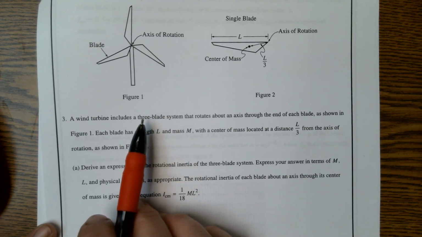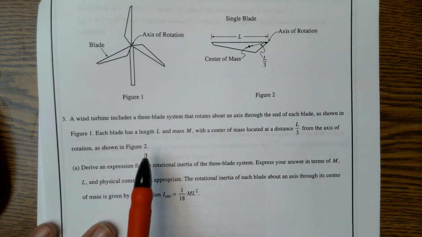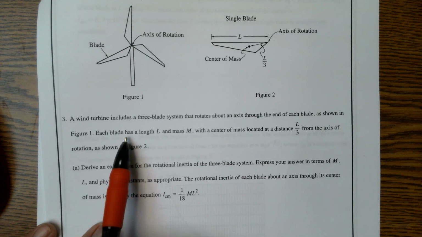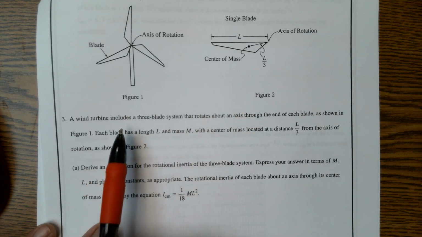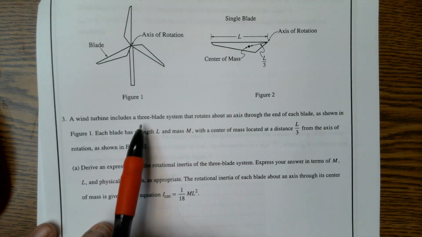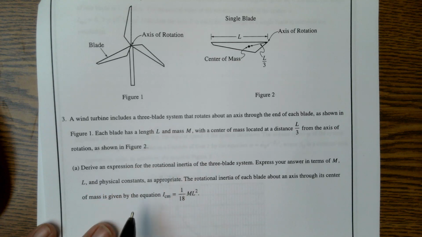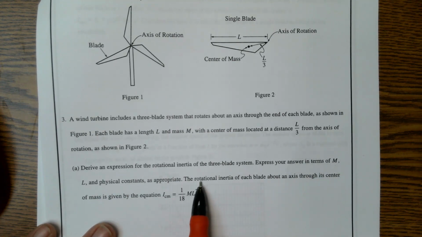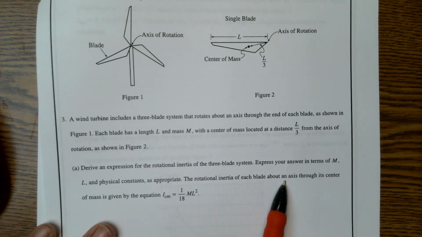All right, we've got a wind turbine, and we've got a 3-blade system that rotates about an axis through the end of each blade as shown above, and each blade has a length L and mass M with the center of mass located at L/3 from the axis of rotation as shown in figure 2. Derive an expression for the rotational inertia of the 3-blade system. Express your answers in terms of M, L, and physical constants as appropriate, and the rotational inertia about each blade about an axis through its center of mass is given by this equation.